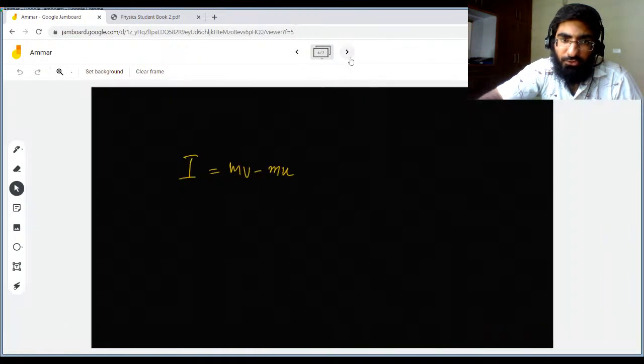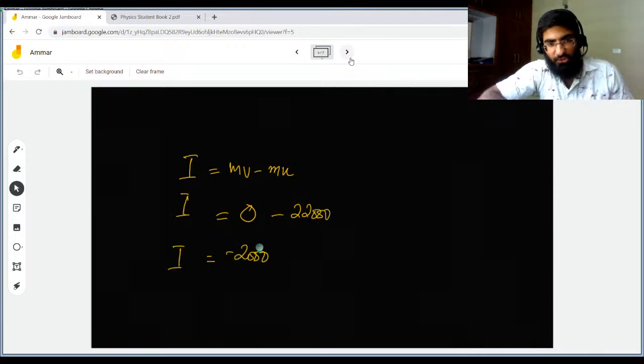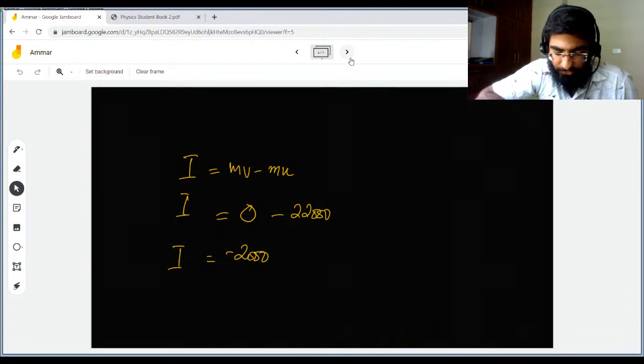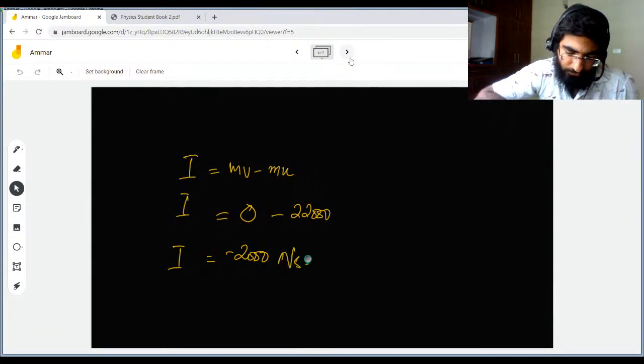If we have to calculate the impulse, mv minus mu, final velocity we want to be zero. So final momentum is zero. Initial momentum is 22,000. So impulse will be minus 22,000. Minus just shows the direction opposite to the initial velocity in which the object was initially moving. What's the unit for impulse? Force into time. It's Newton second. Newton second. Yeah. Okay, next part, please.